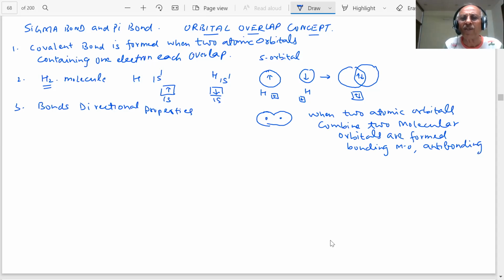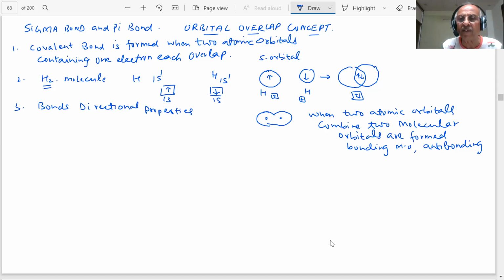Here we are only saying now that you can see when the overlap has taken place, student, these are not two atoms, it has become a molecule, H2. This is H2. So here we are saying a covalent bond can be formed when an atomic orbital containing one electron overlaps with an atomic orbital of another atom, student. So they get paired up, as you can see.